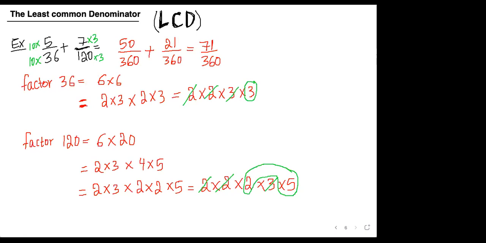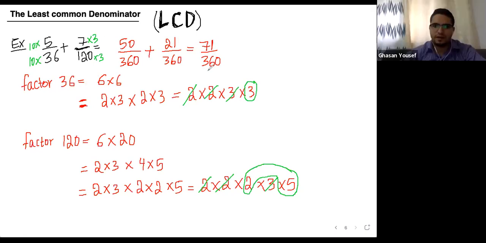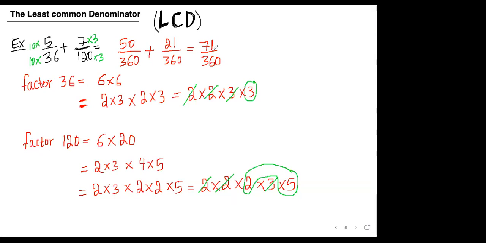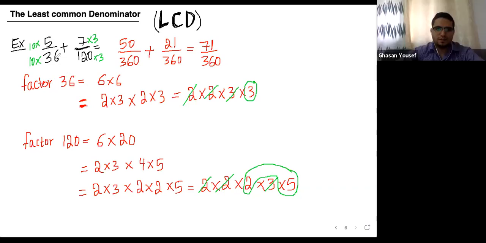Can you say 71 over 30 is correct? 71 over 30, this is not correct. The answer is 71 over 360. Can I say how I got that? And then you could say where the wrong part is. Okay, for the 36, we multiply by 10, I get 360. For the 5, I'm multiplying by 10, I get 50. Same thing for 7. 7 times 3 is 21. And 120 times 3 gives me 360. So now with the same denominator, 360, I just add the numerators, 50 plus 21, I get 71 over 360.